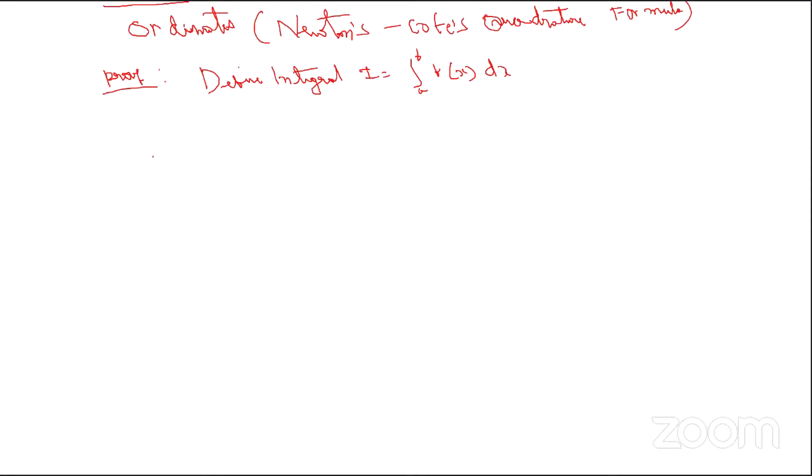When y equal to f of x, y equal to f of x is not known explicitly, but given in tabular form.